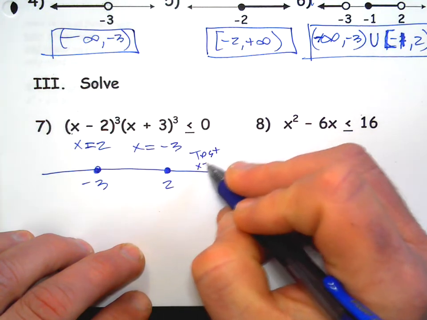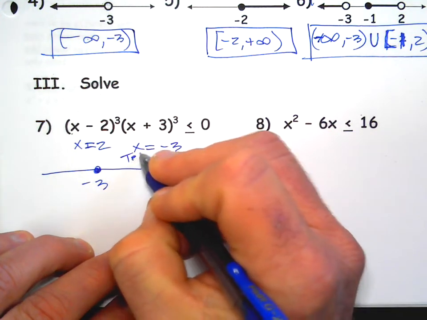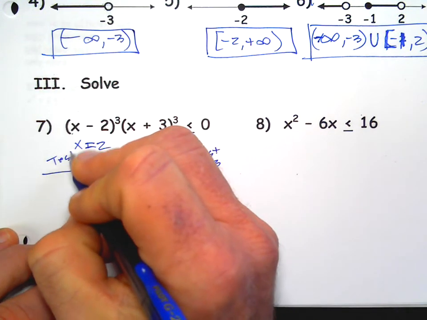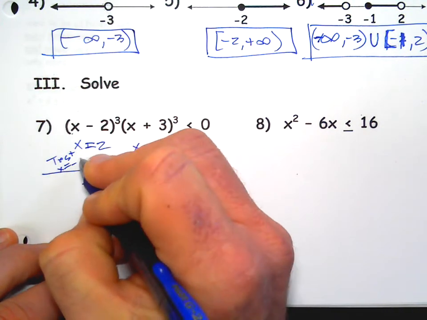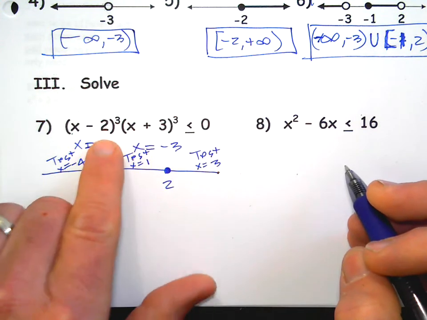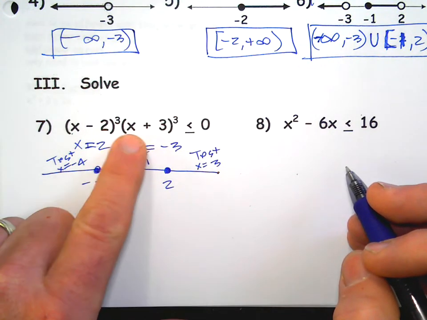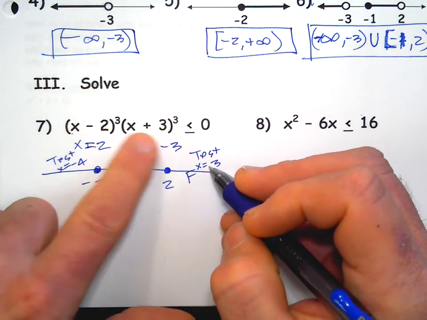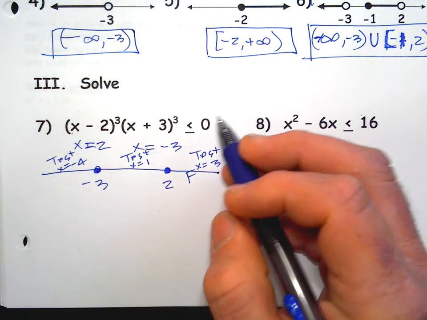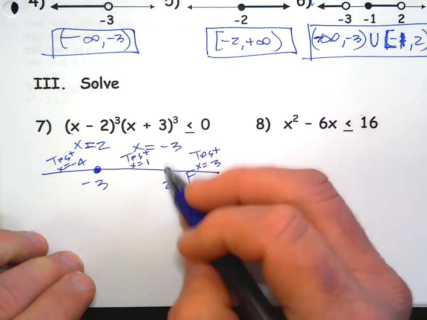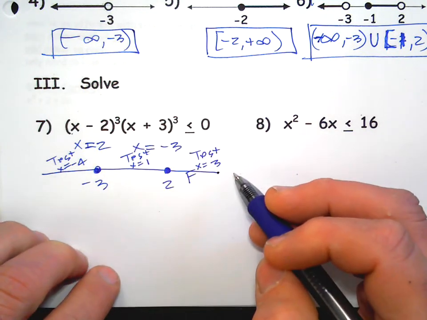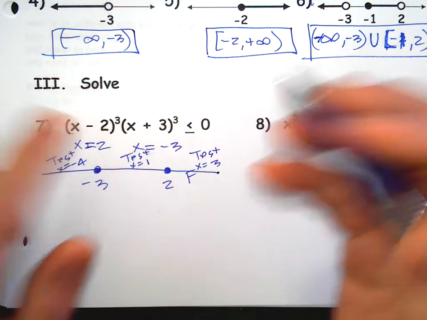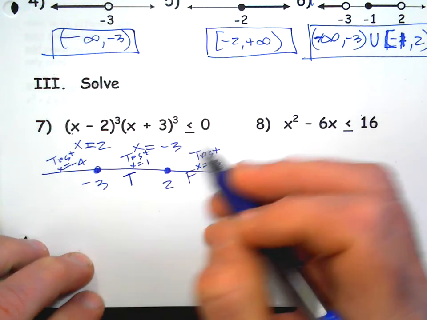Test x equals 3, test x equals 1 or 0, test x equals 4. So test a value in each region and test it up here in the original. If you plug 3 in here, it's going to be positive, which is false. If you plug 1 in here, there's going to be negative times a positive. So you don't really need to know what the number is. Testing in the factored version is the easiest because you can quickly decide this is going to be negative, and that's going to be positive, so it's all negative, which is true, right?